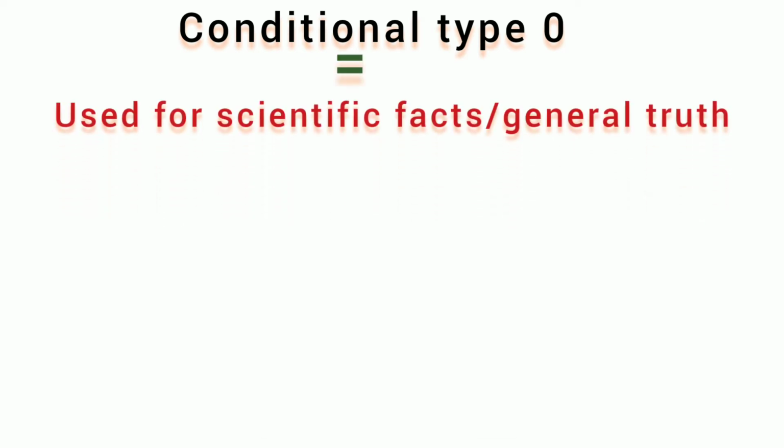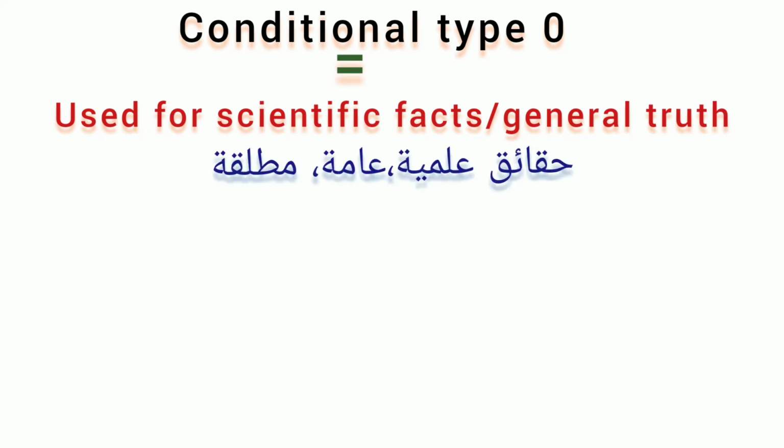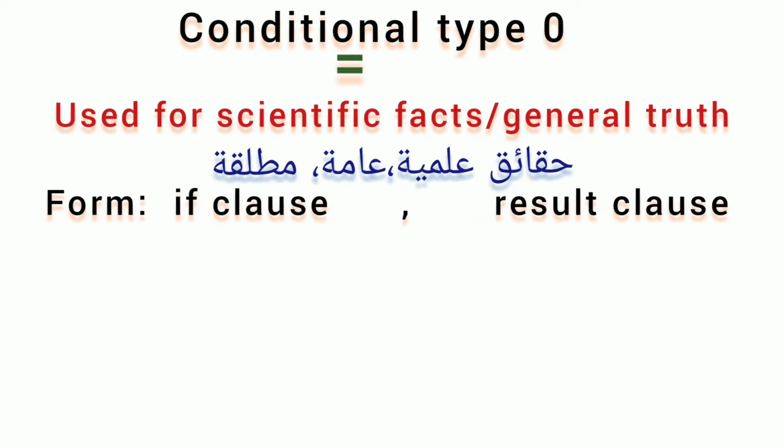So for conditional type 0, it's used for scientific facts or general truth. بمعنى نستعمل هذا النوع من الجمل الشرطية للتعبير عن حقائق علمية عامة أو مطلقة. يعني تكون لدينا نتيجة حتمية ونتيجة متأكدين منها.